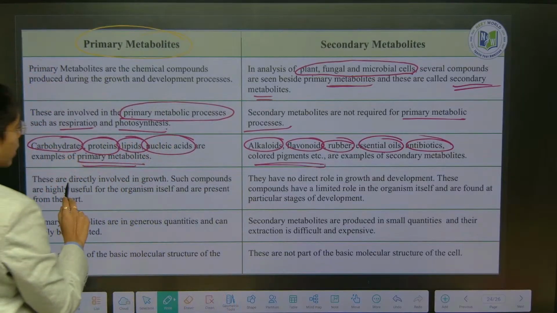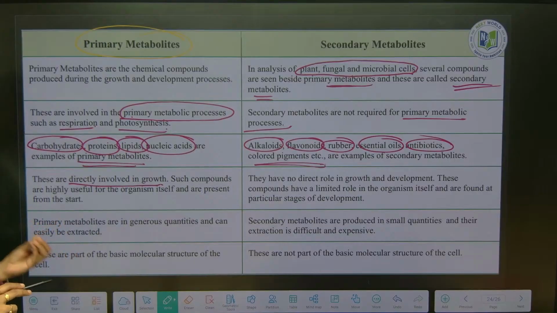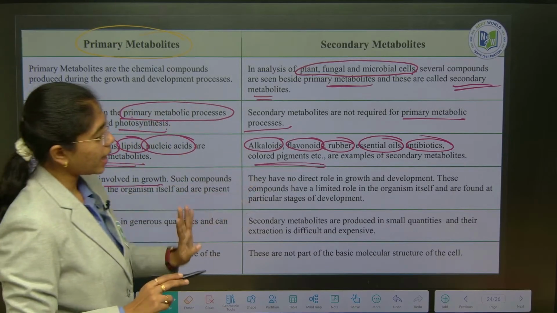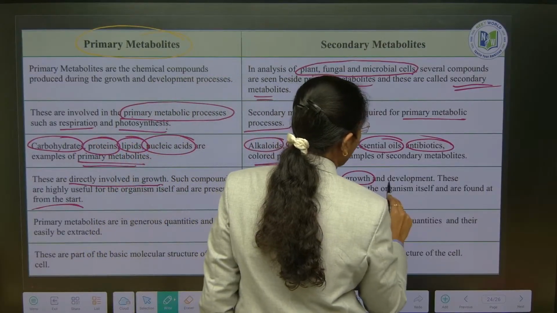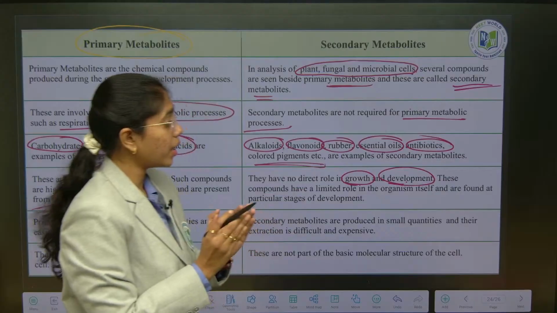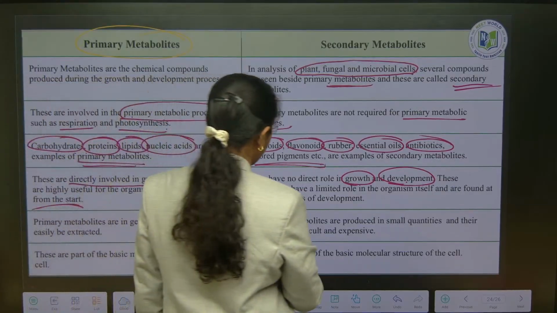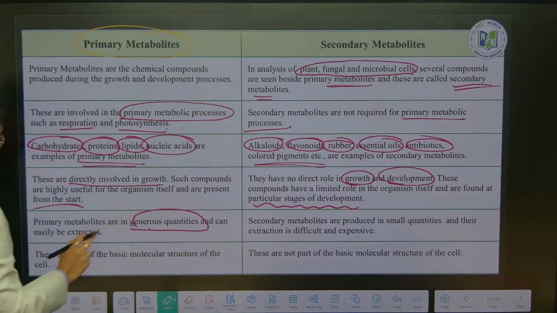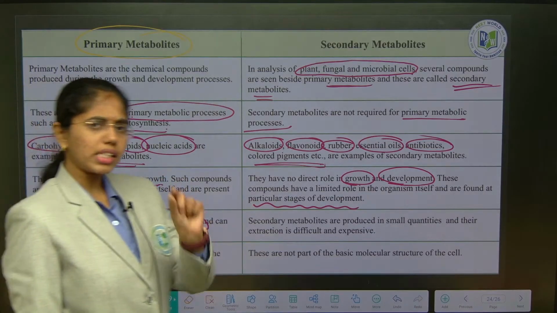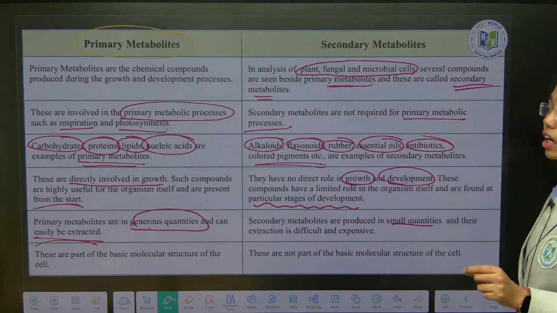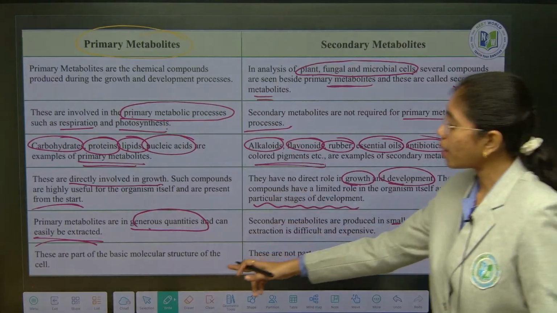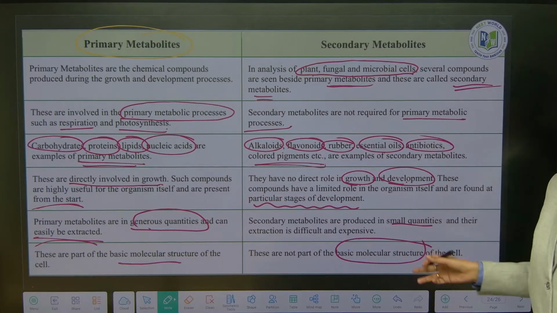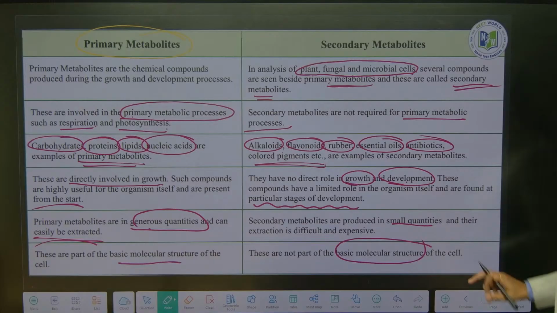Primary metabolites are directly involved in growth. Such compounds are highly useful for the organism itself and are present from the starting of the reaction. Secondary metabolites have no direct role in growth and development. They have a limited role in the organism itself, and they are formed in a particular stage of development only. Primary metabolites are in generous quantities and can easily be extracted. Secondary metabolites are in smaller quantities and it is difficult to extract them; it is an expensive process. Primary metabolites are parts of basic molecular structure. Secondary metabolites are not part of the basic molecular structures of the cell. Are you clear with primary and secondary metabolites?